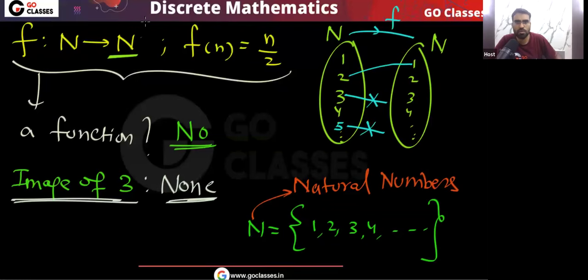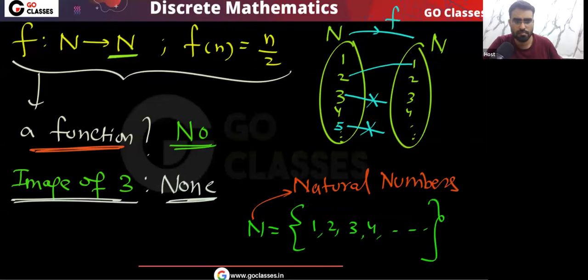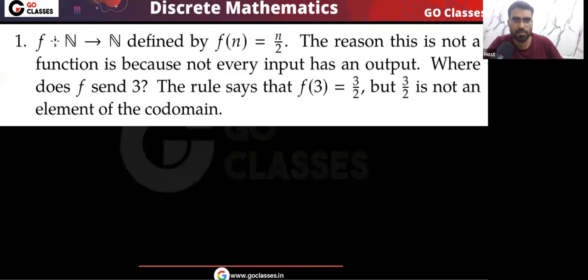Okay, so this is the idea: look at this structure, this is not a function. This is not a valid function, because the image of 3 does not exist. There is no image of 3. Very simple. So you can notice this structure is not even a function.